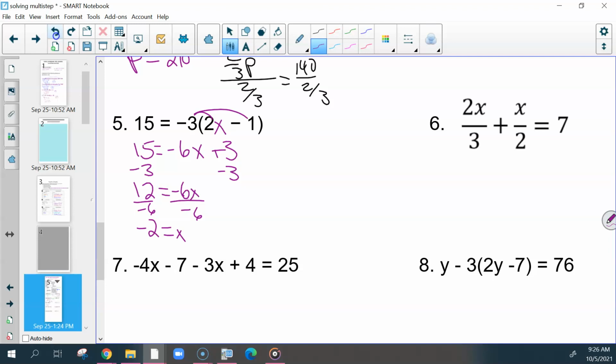Now, we'll do the check here in a minute. Where you have some open space, write this problem again. We're going to do it again, but a different way.